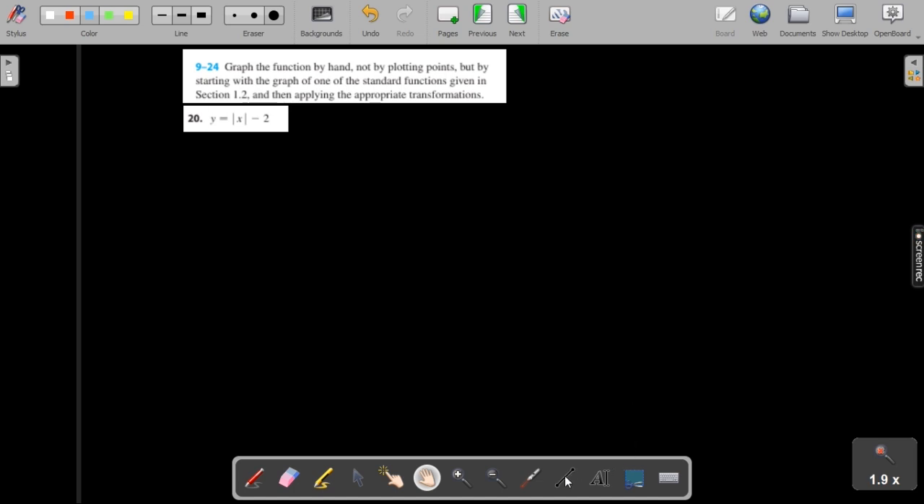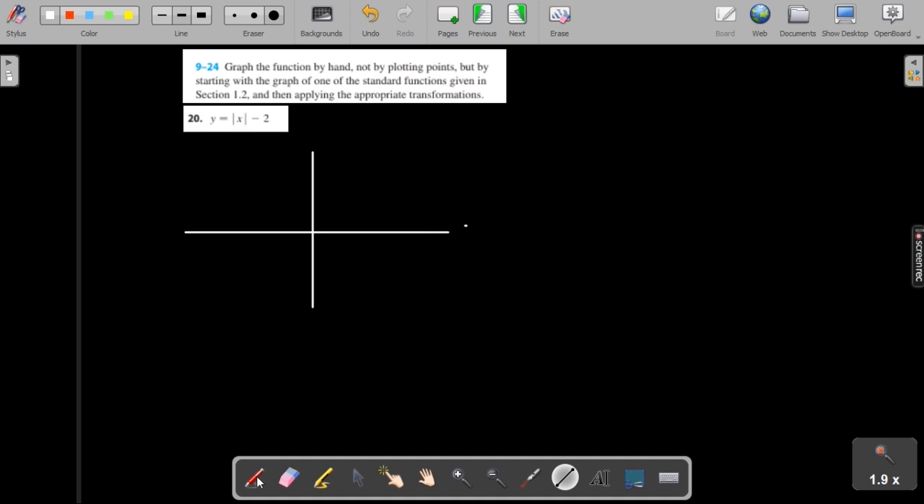So we're asked to start with the standard function that we know that's related to this, then use that to translate it until we have a sketch of this function here. So the standard function will be the absolute value of x.